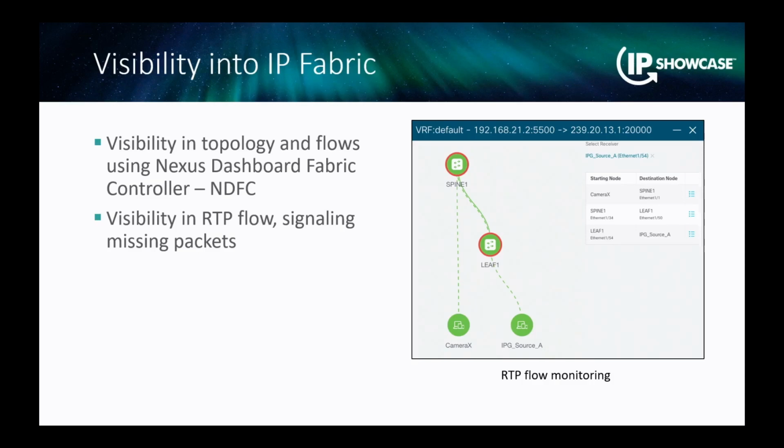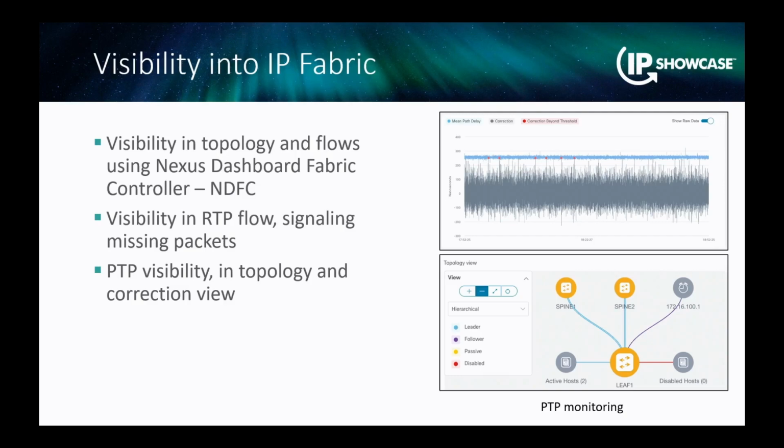So in this case, you see in the diagram there are two senders and receivers, and we have found that there are missing packets on the spine and the leaf. So somewhere on the path between the camera and the spine, some drops have occurred, and we are missing some RTP packets. This visualization of that flow, as well as the drops, is present in this diagram.